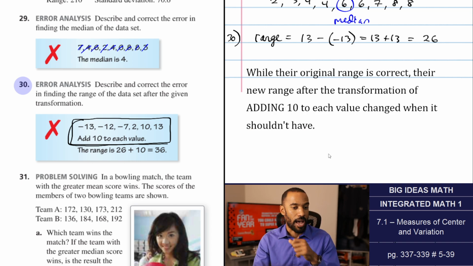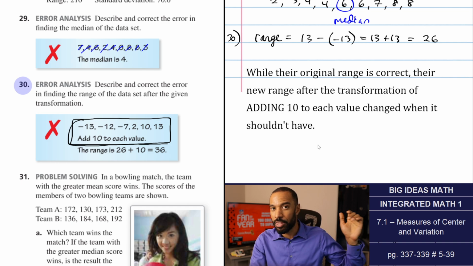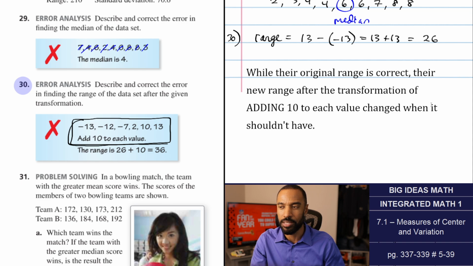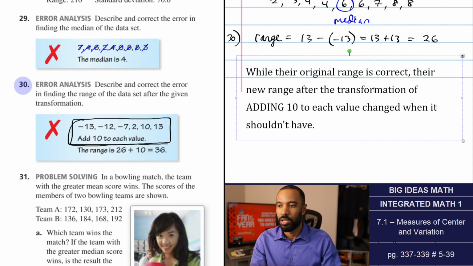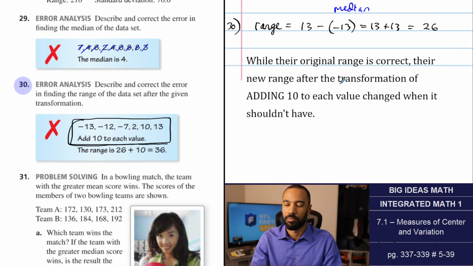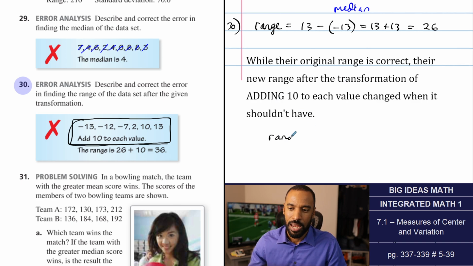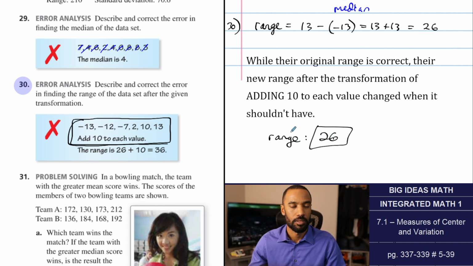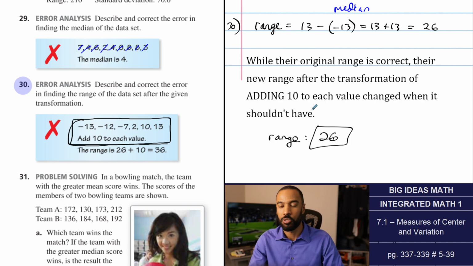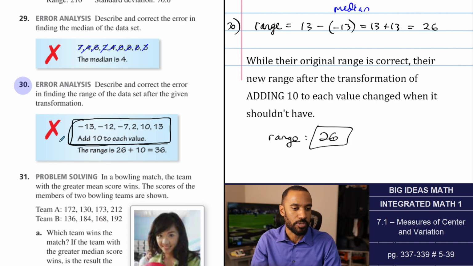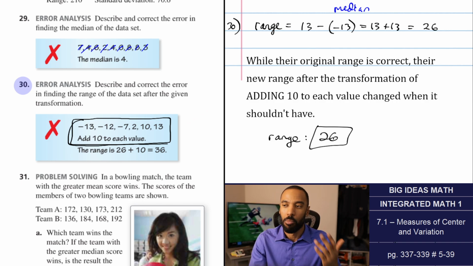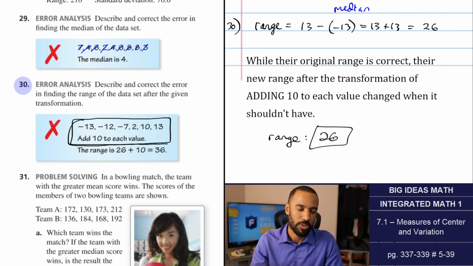If I add 10 to each value, negative 13 turns into negative 3, and 13 turns into 23. Do you know what 23 minus negative 3 is? It's still 26. The range doesn't change. Range is still 26. Now, if you doubled your values, you'd double your range. It would be 52, because now the smallest value is negative 26, the biggest number is positive 26, and 26 minus negative 26 is 52, if you multiply by a value. But if you're adding or subtracting a number, no.